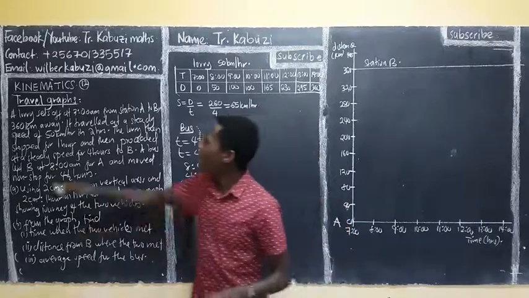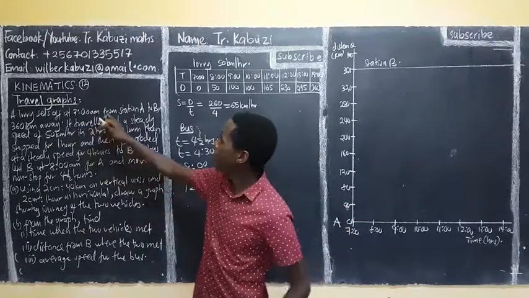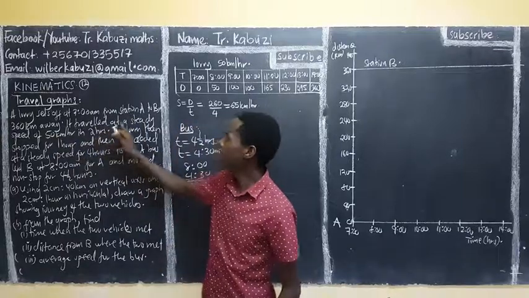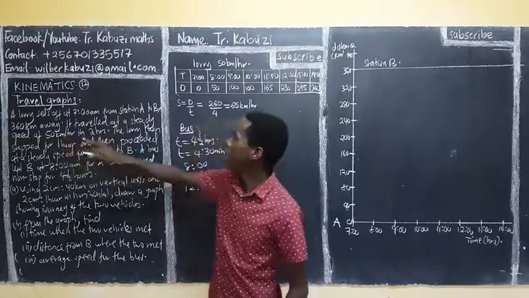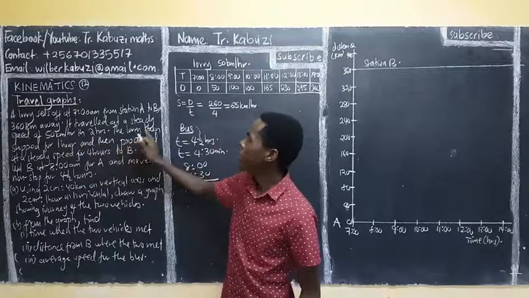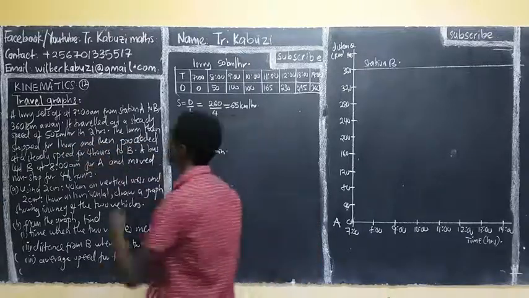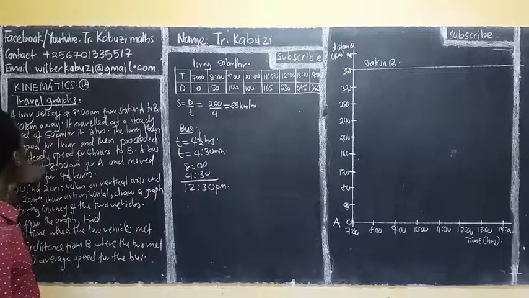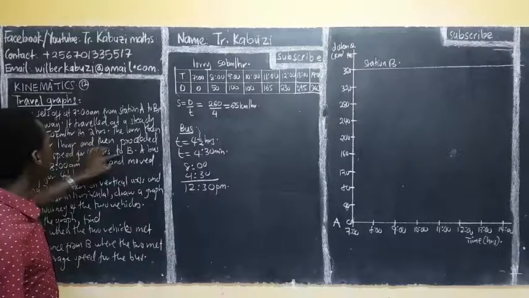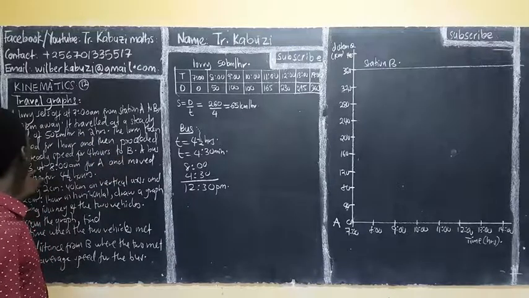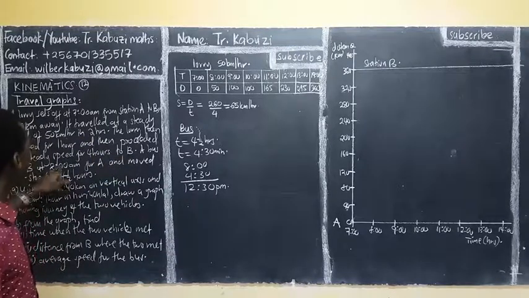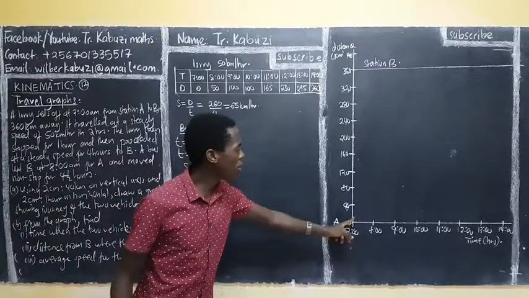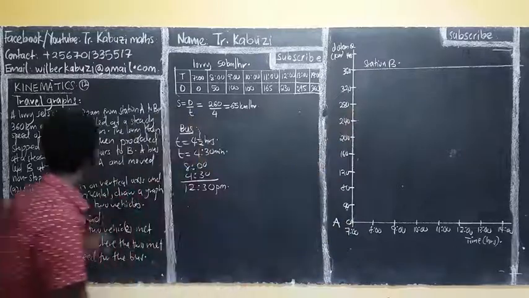So it says, a lorry sets out at 7 a.m. from station A to B, 300 kilometers away. It traveled at a certain speed of 50 kilometers per hour for 2 hours. The lorry then stopped for 1 hour, and then proceeded at a steady speed for 4 hours to B. A bus left B at 8 a.m. for A. Now for a bus it was from B to A. For a lorry it was from A to B.